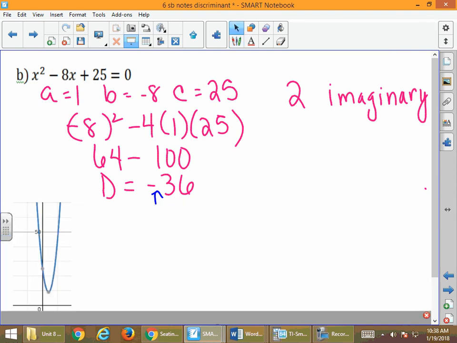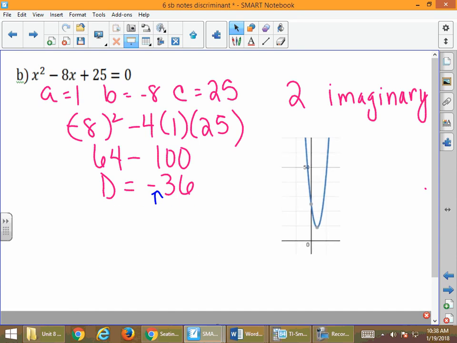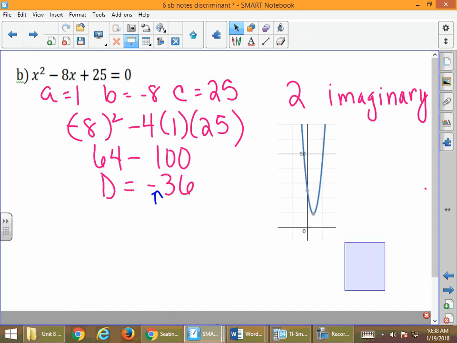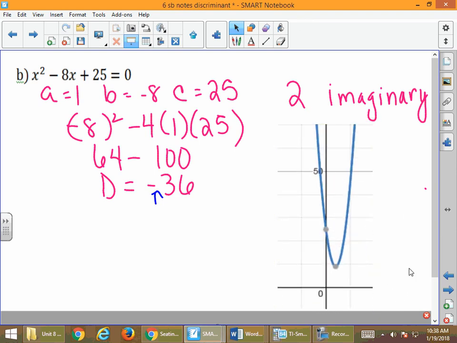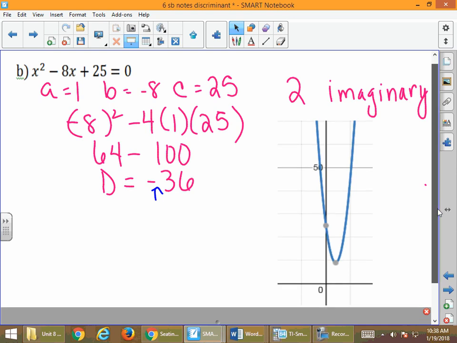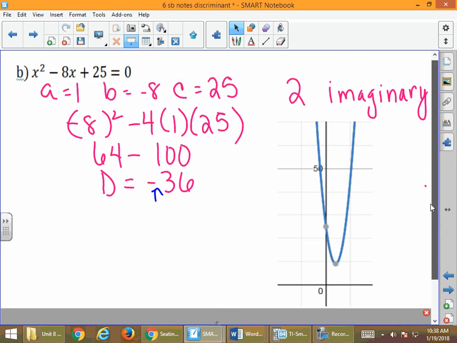The picture, again, not my primary focus here, but notice that the picture does not cross the x-axis. It doesn't. And that's what happens when we get an imaginary root. So if you're sketching, sketch really quick. Or pause the video and come back and fill it in.